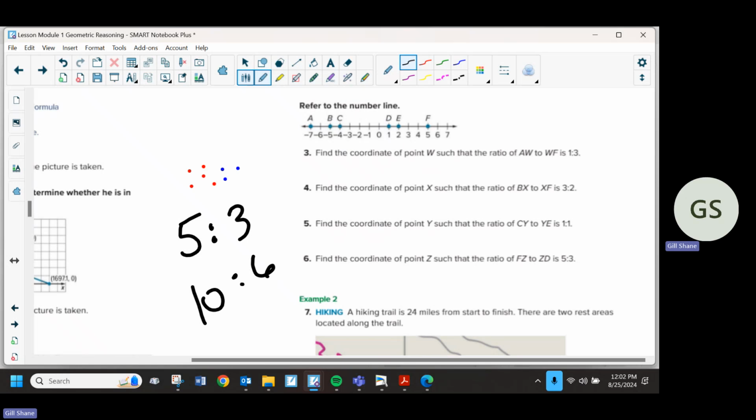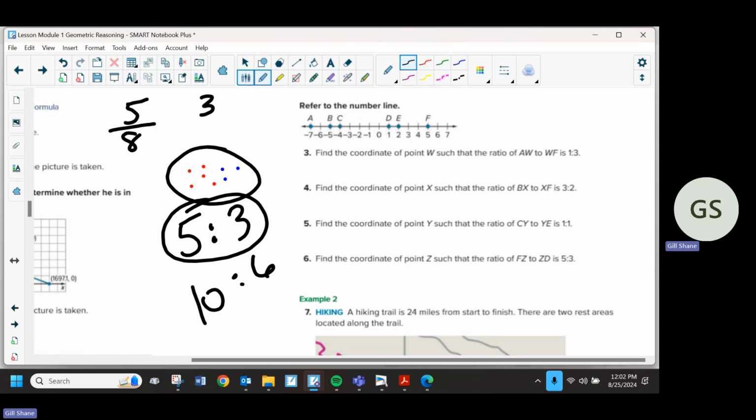So if we wanted to talk about total marbles, we would say 5/8 of the marbles are red. And to get the total marbles, we just add the two ratios together. So we just add 5 plus 3, and that tells us the total. And then again, 5 is the number of red out of the total of 8. 3 would be the number of blue out of the total of 8.